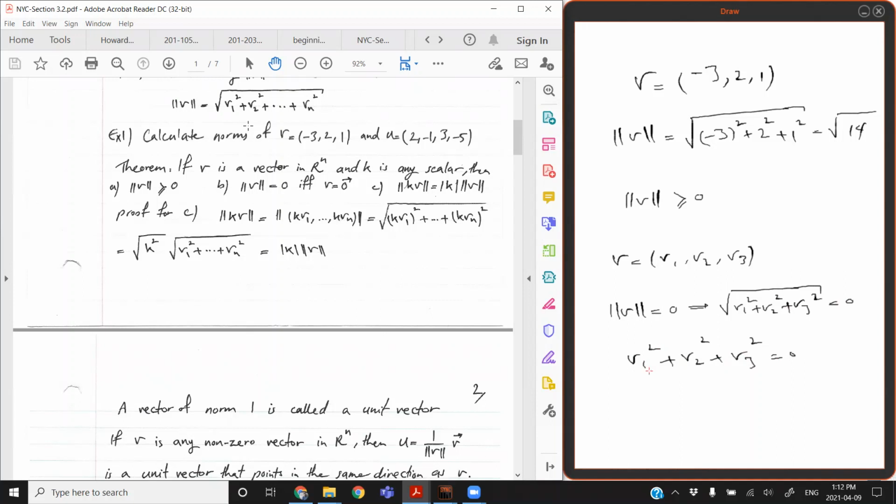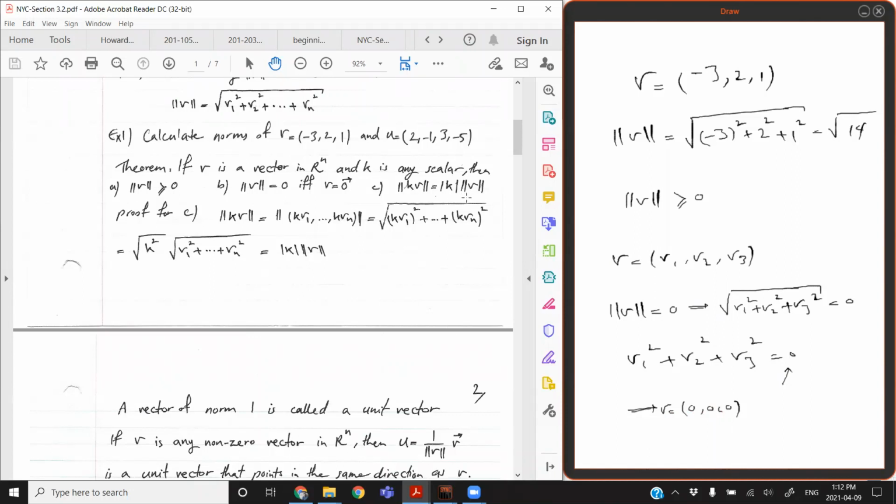Yes, because if any of these three components is not 0, then when you raise it to the power of 2, you're going to get a positive number, and then this cannot be 0. So this implies that v is actually the origin, (0, 0, 0).